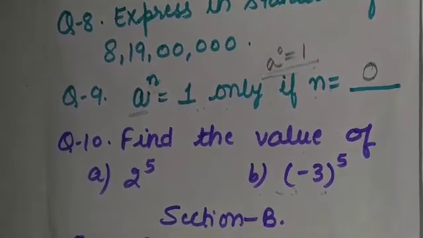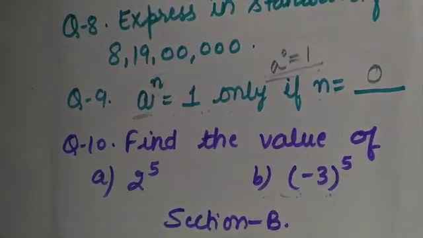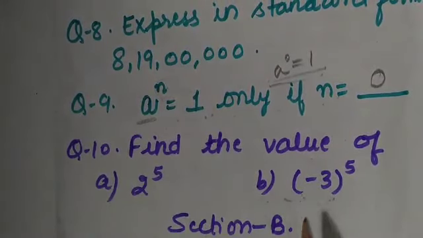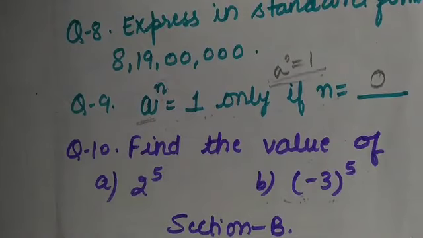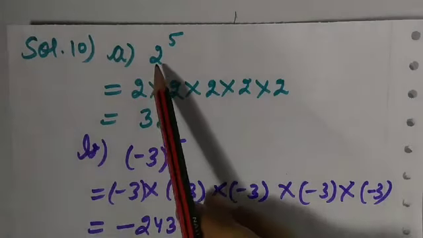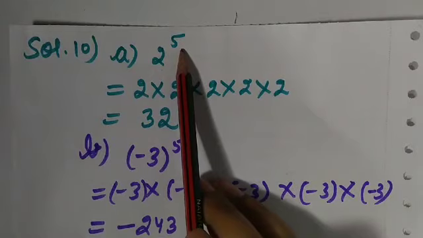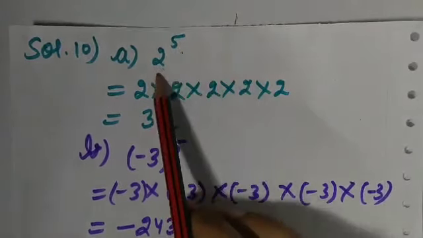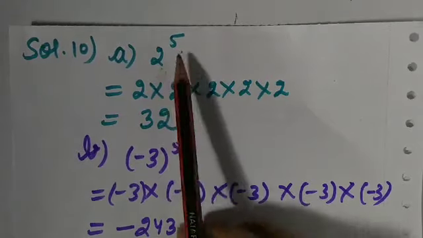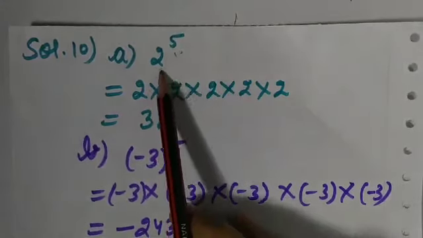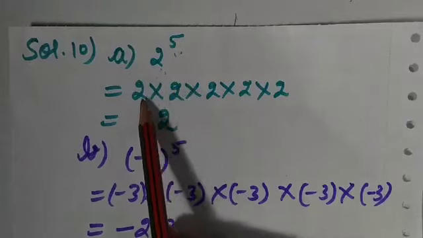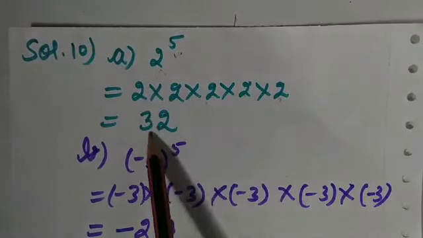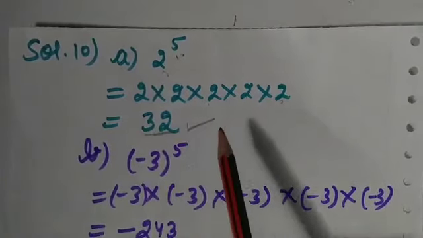We have to find the value of these two parts given. First, a part we have 2 raised to the power 5 and b we have minus 3 raised to the power 5. A part we are having is 2 raised to the power 5. We have to find its value. Okay, 2 raised to the power 5 means 2 is multiplied 5 times. So I will write this number in expanded form, 2 into 2 into 2 into 2 into 2. Now simply multiply them, I will get 32. So 32 is the answer.